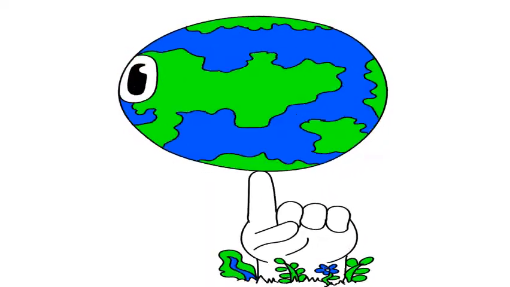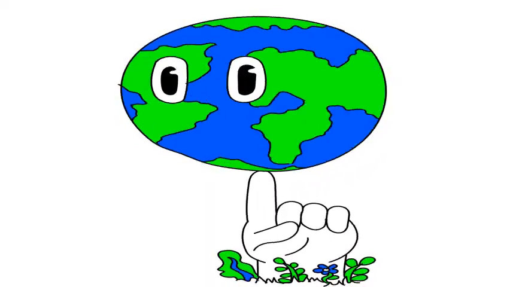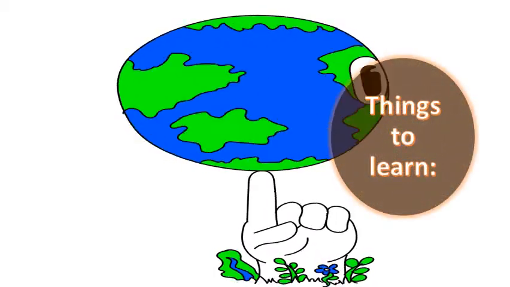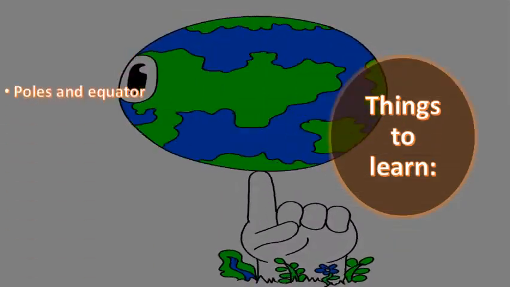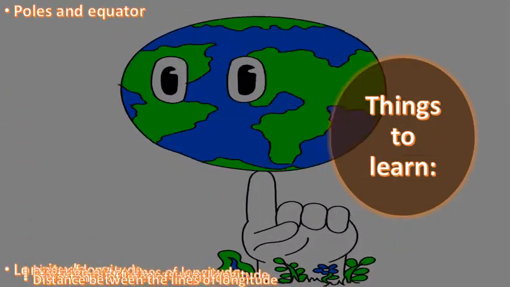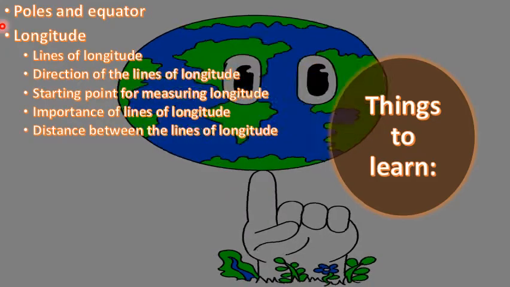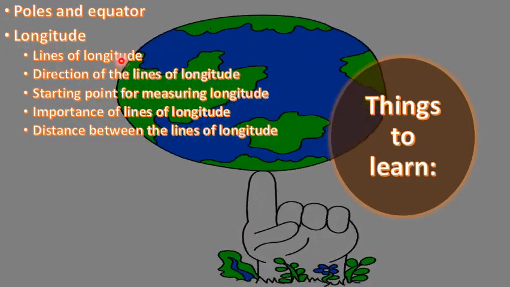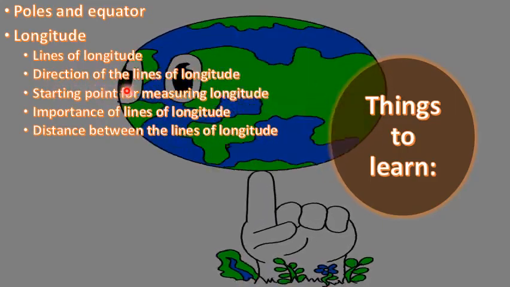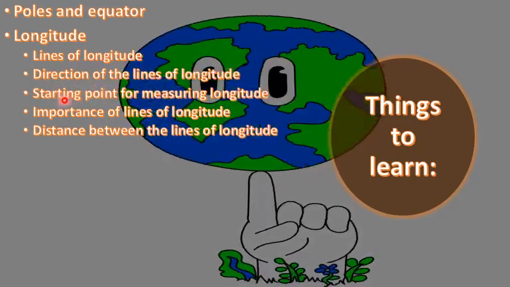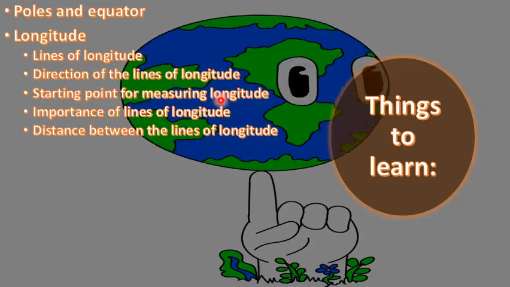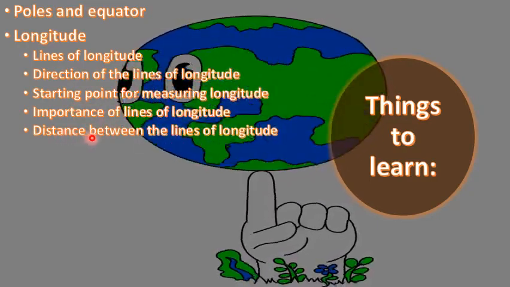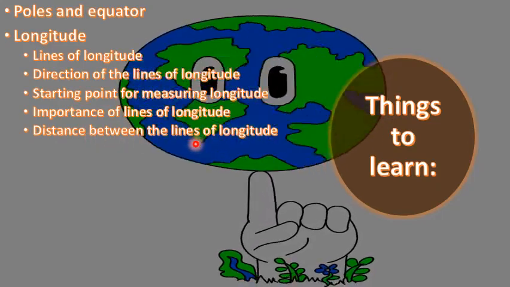As we are going to learn about the grid of lines which are present on the globe, here are some of the things which we are going to learn from this chapter. And these are poles and equator, longitude. In longitude, we would learn about the lines of longitude, the direction of the lines of longitude, the starting point for measuring the longitude, importance of lines of longitude, and distance between the lines of longitude.